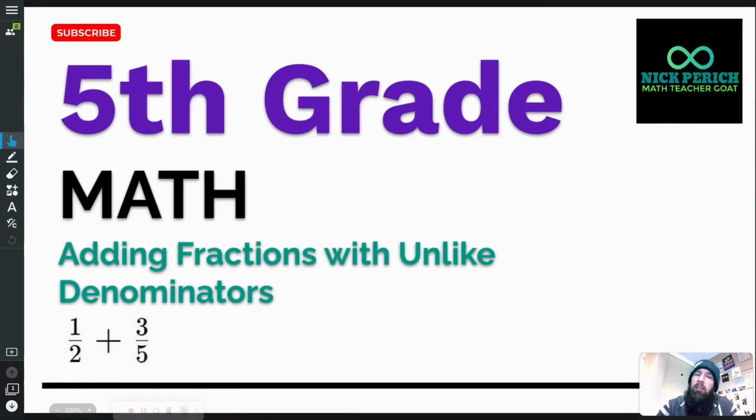What up, what up? I'm the math teacher Goat, and today in 5th grade math we are talking about adding fractions with unlike denominators. So, the denominators, 2 and 5, they're not the same. How do I add those fractions up?